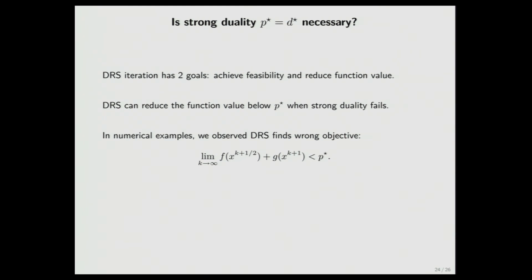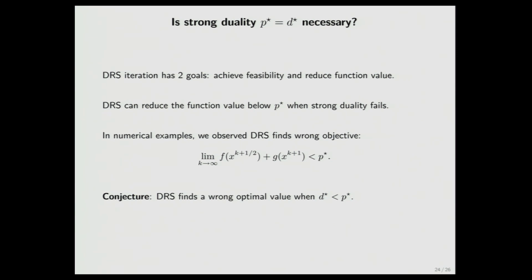Now, the final thing, this is almost the final slide: is strong duality necessary? This is the problem that we naturally encounter when we do this kind of analysis. It turns out this is necessary because if P star is strictly greater than D star, in other words, there's a duality gap, DRS is going to produce an objective value that is less than P star. We have lots of numerical examples on this, but we have not been able to show it, so we'll leave it as a conjecture. If D star is strictly less than P star, then Douglas-Rachford necessarily gives you a wrong asymptotic objective value. You're going to go below P star.